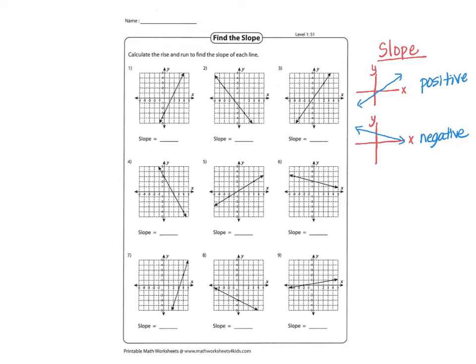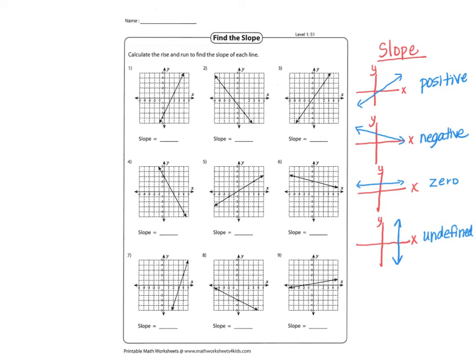We have 2 others that you might see. Sometimes you see a line, and it may be a flat horizontal line, like this right here. A flat horizontal line has a slope that is 0. And then sometimes we have a line that is a vertical line, straight up and down. And in that case, that slope is what we call undefined, and I'll show you how to know that in just a minute.